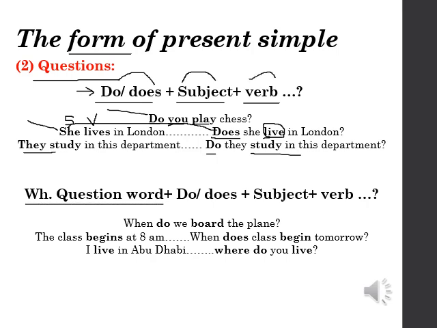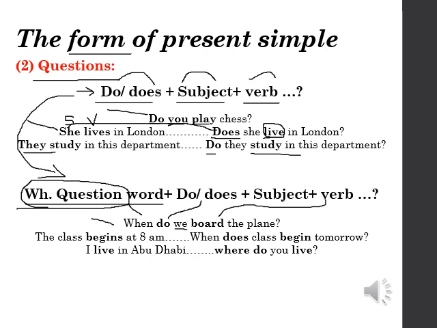If we want to make a WH question, it is the same rule, نفس القاعدة, but we are going to put the WH word at the beginning. بالبداية هي أداة الاستفهام. When do we board the plane? Here, when is the WH question word. Do, because we have we and the verb.